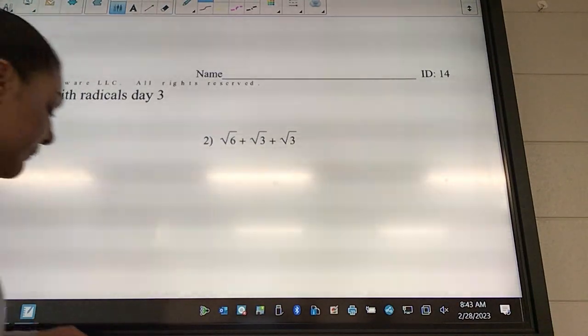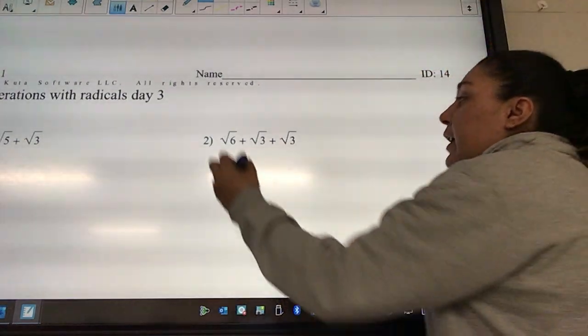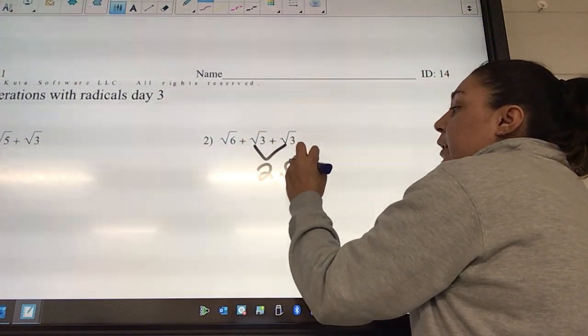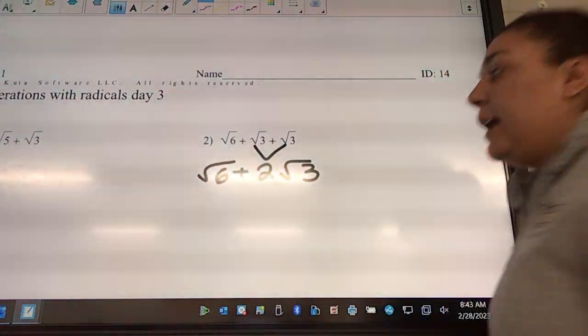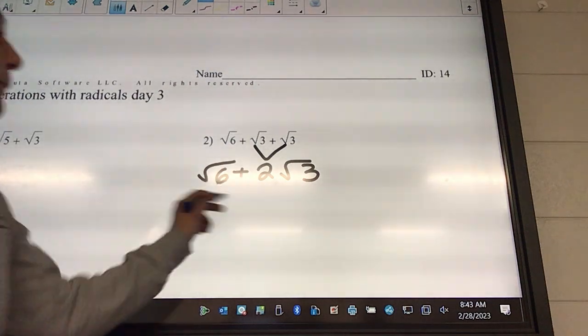What can we combine? The 3's, okay? So this really has a 1, 1, 1. Okay, so we got 2 square root 3 plus a square root of 6. Can we combine that any further? No, we cannot.